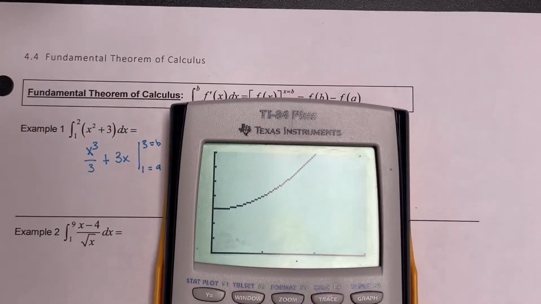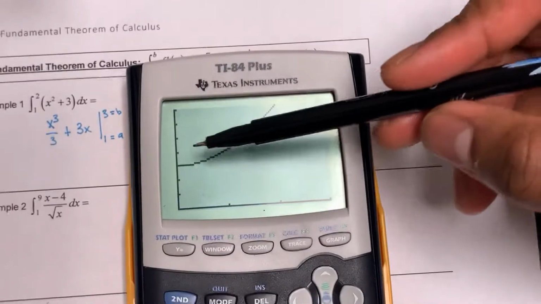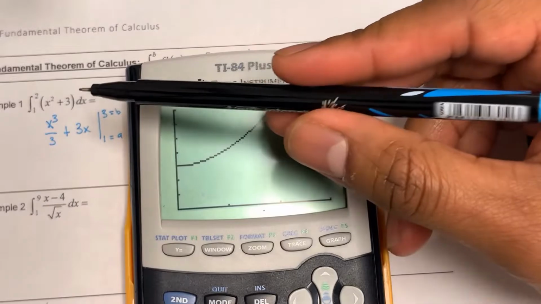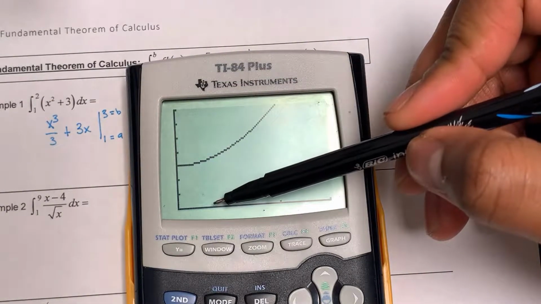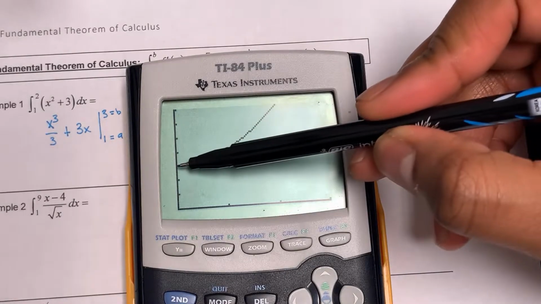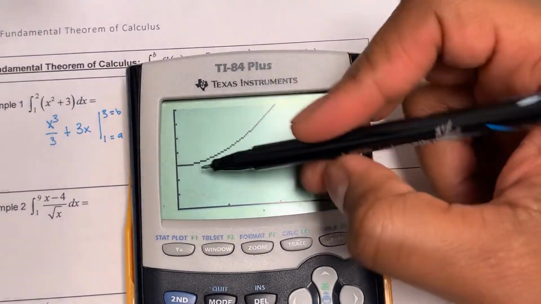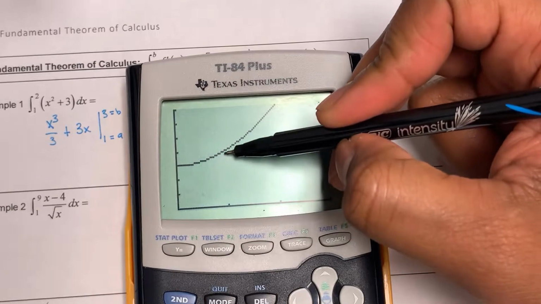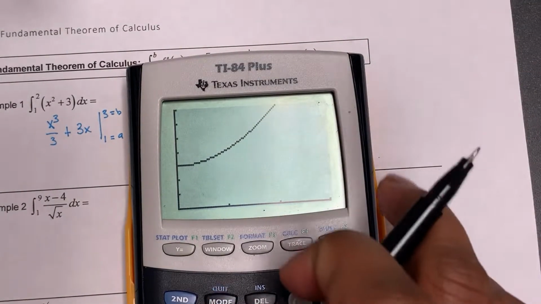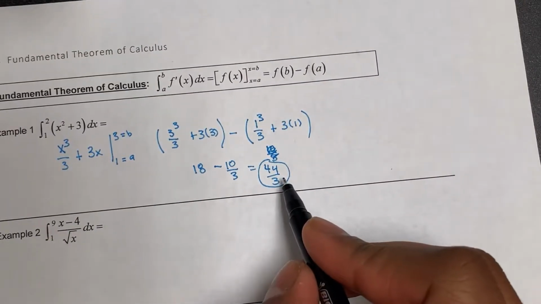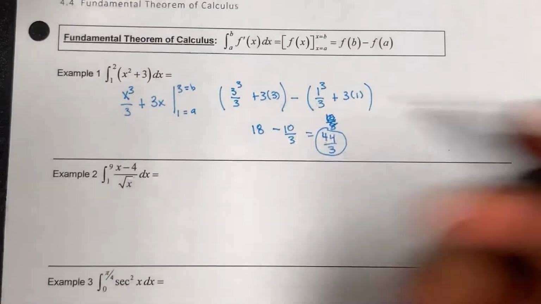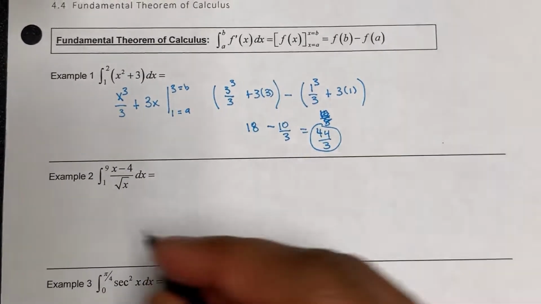So when we do a definite integral, what we're finding is the area between the curve and, generally speaking, the x-axis. So from 1 to 2 would be us finding the area of this region. And that value turns out to be 44 thirds. So we don't need a graph to understand how to do this. It's just helpful in illustrating the concept.